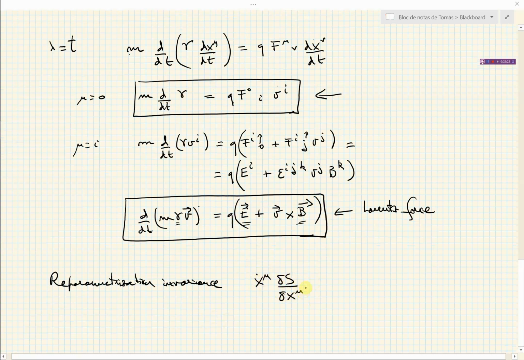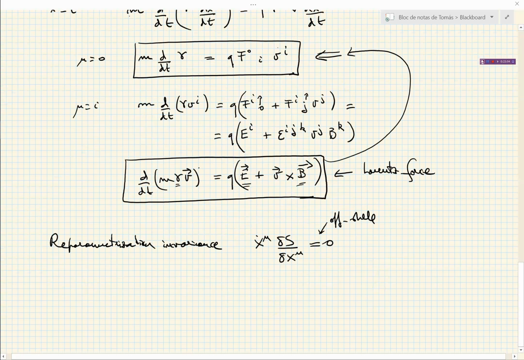And this is actually true on shell, and also after the action includes coupling to the electromagnetic field. This means that, as you expect, there is one less independent equation of motion, and that you should be able to get this equation here, the one that I have forgotten, from these equations here, because it is not independent of them. Everything thanks to gauge symmetry.